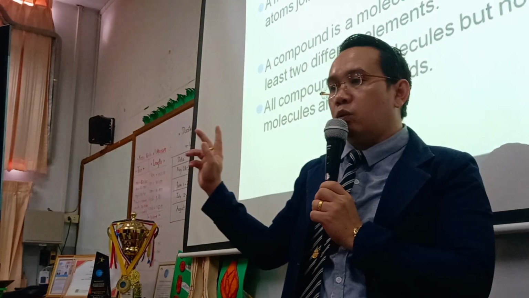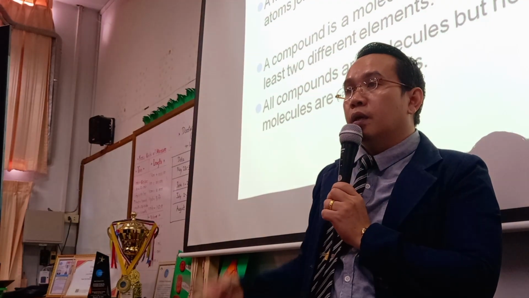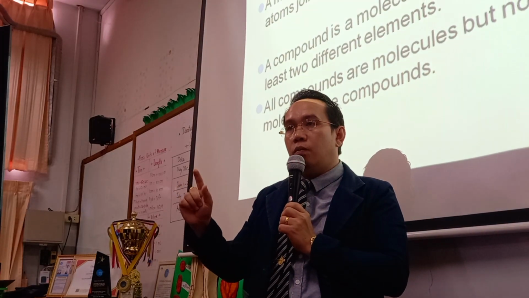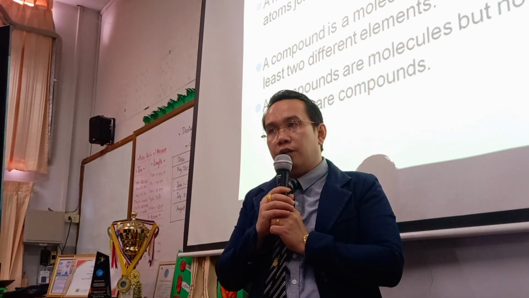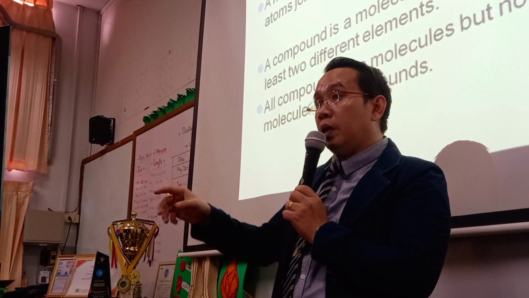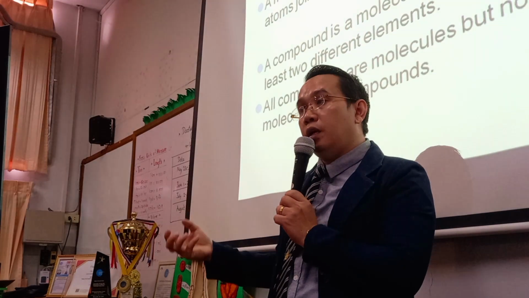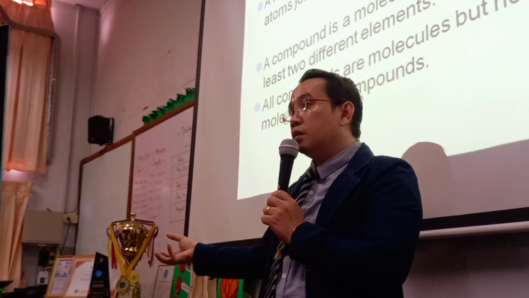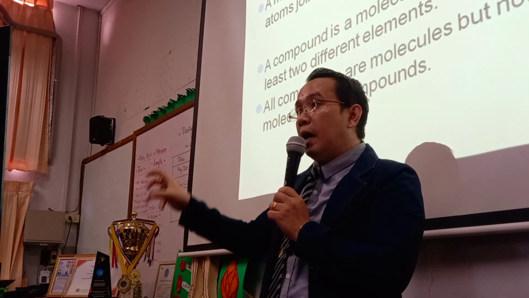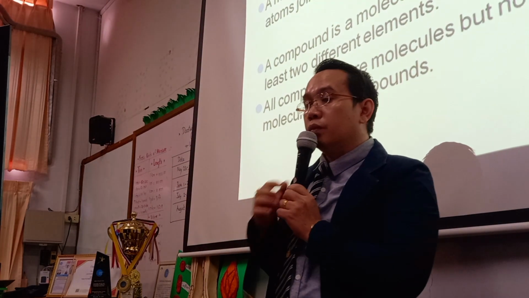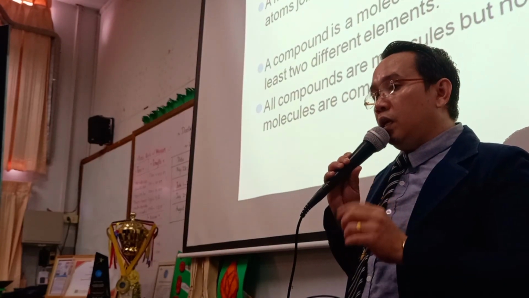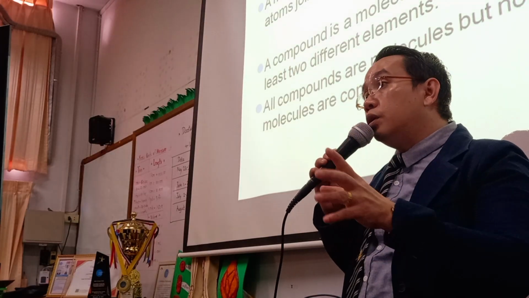So what is the difference between a compound and a molecule? A molecule is formed when 2 or more atoms join together chemically. I'll repeat, in our simple understanding, molecules are composed of 2 or more atoms. So molecules act as the children. A compound is a molecule that contains at least two different elements.